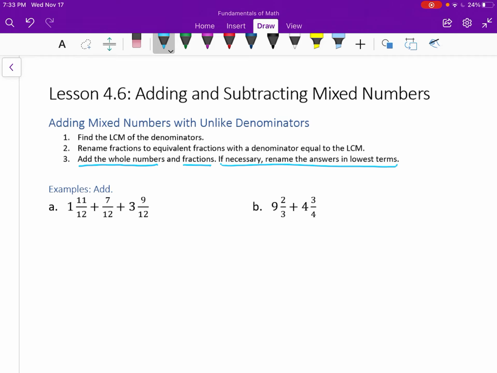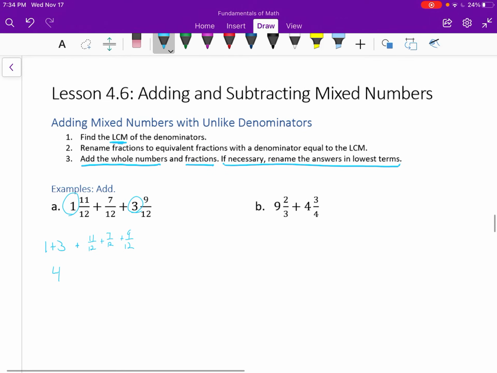So here we go. These have common denominators. We don't need to find the least common multiple because they're all in twelfths. So what we're going to do is add the whole numbers. So we have 1 plus 3. Those are the whole numbers. And then we're going to add the fractions, 11 twelfths plus 7 twelfths plus 9 twelfths. You don't necessarily have to write it like that. We're just using the commutative property and kind of the associative property where we're grouping things together.